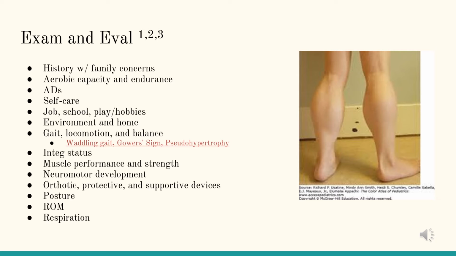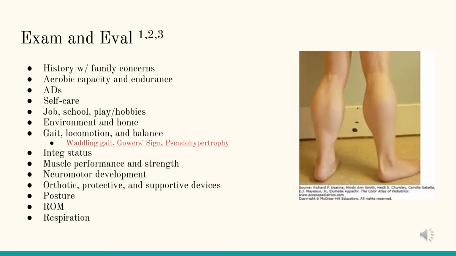As part of the exam and eval for patients with DMD, here are some of the main points that should be addressed. You're going to take a detailed history that's typically oriented around the family's concerns with any functional limitations that are noticed in the patient that do impact their ability to complete ADLs or participate in school or play with friends. For this specific diagnosis, it's important to make family-centered goals and keep an ongoing dialogue with the family with the patient's functional status.